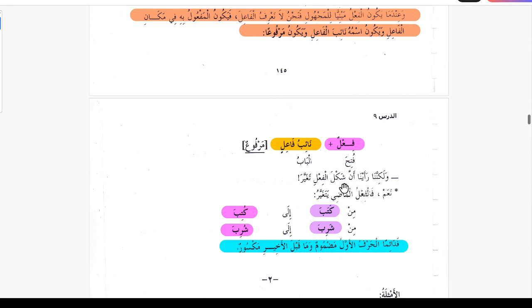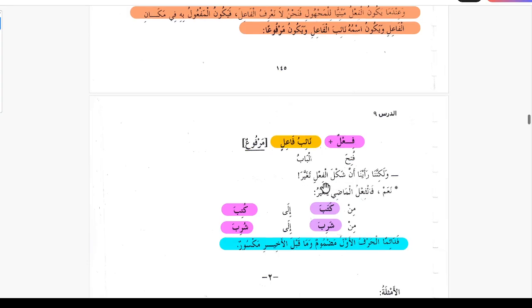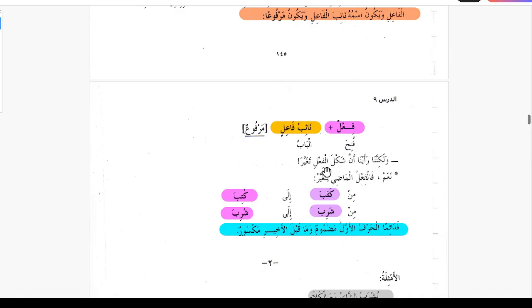But we have seen that the shape of the fail changes. That the shape of the fail changes.